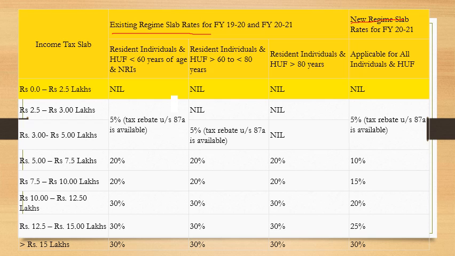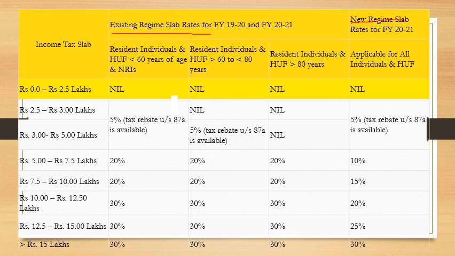So what is the difference here? From 2.5 to 3 lakhs, it is 5%. Tax rebate can be availed under the old regime to an extent of 5%. Here in the new regime also, a tax rebate of up to 5% can be obtained. 3 to 5 lakhs.